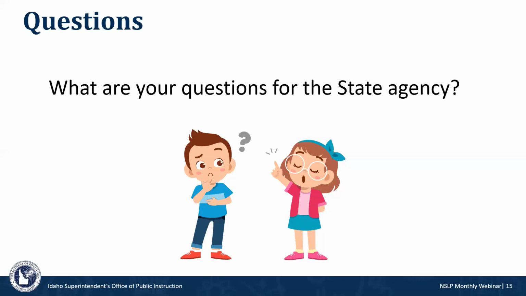What if students are determined DC after the first day of school? They qualify for summer PEBT? That is correct. They would not qualify. But again, if you ran your DC list July 1st when the new school year started and they came up as free, then those students would qualify. But anything that comes after that first day of school starting, they don't qualify for summer PEBT.